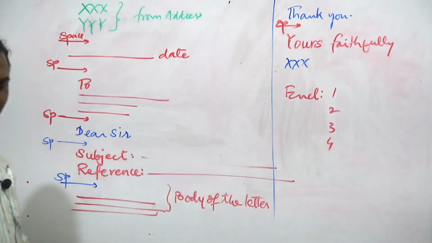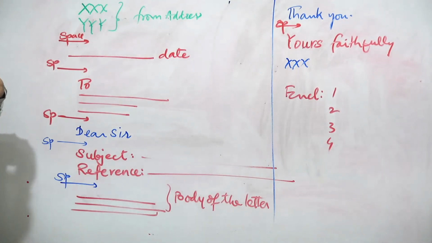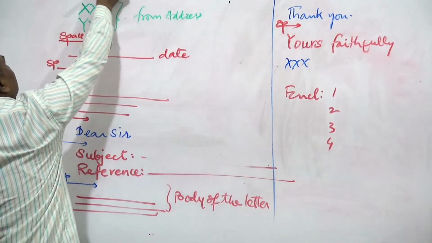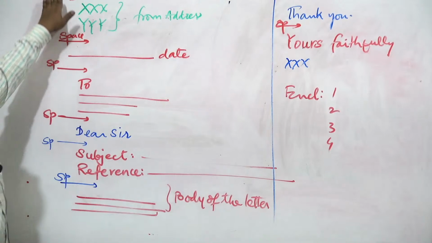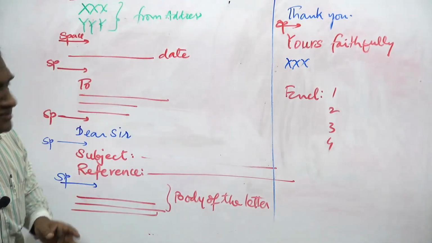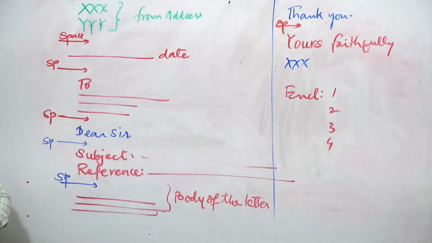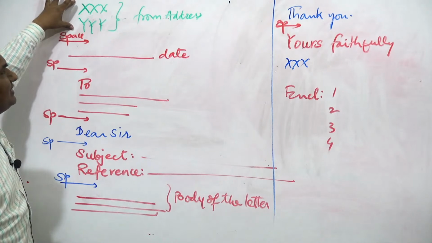Here we come to the end of the letter writing. From address. You should not write here from. Not necessary. Don't write from. So this is not required. You should not write the word from. So without writing the word from, we are writing here the from address.